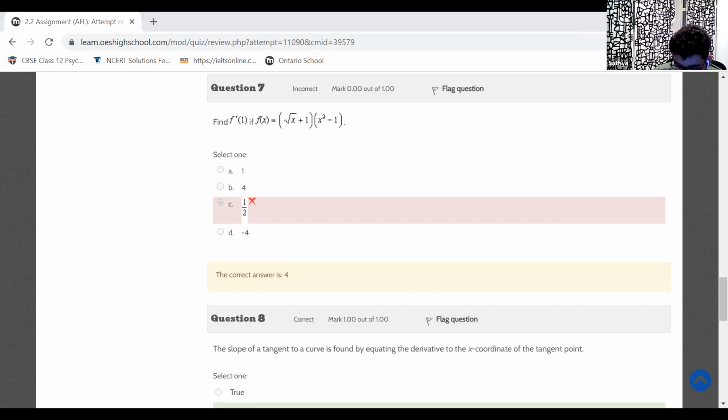So, sir, I have a doubt. So what's the derivative of root x? This is x to the power 1 by 2. So it will be 1 by 2 x to the power 1 by 2 minus 1. So it will be 1 by 2 x to the power minus 1 by 2. So it will be 1 by 2 root x.